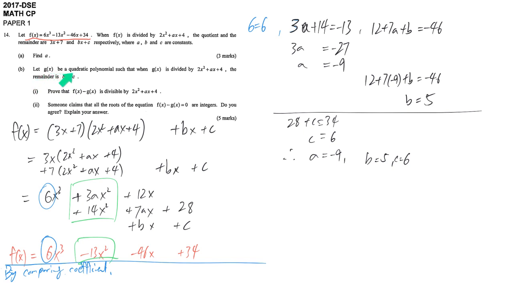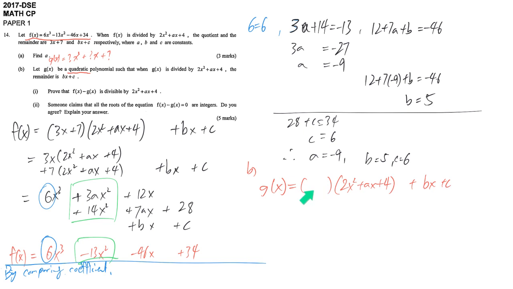And then part b, we have a quadratic polynomial. So you should be more sensitive to this wording. Quadratic means the highest degree is x squared. It must be this format, it can't be cubic, because they say quadratic. So when this is divided by this one, the remainder is bx plus c. It's similar to what we have done here. When it is divided by this, then the remainder is this one. So we try to build up what g(x) is. g(x) is equal to quotient times the divisor, and then plus the remainder.